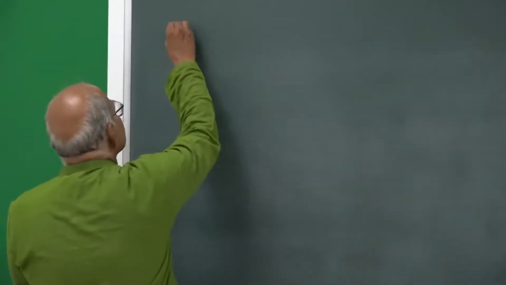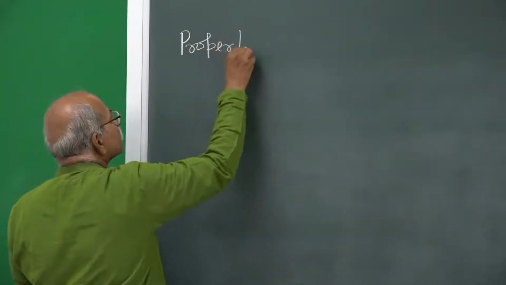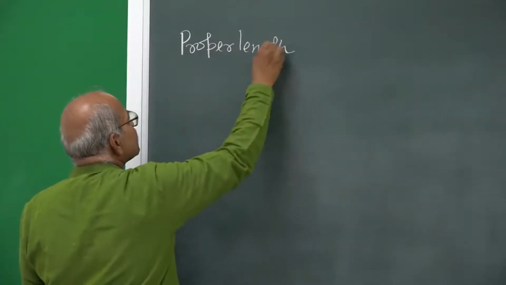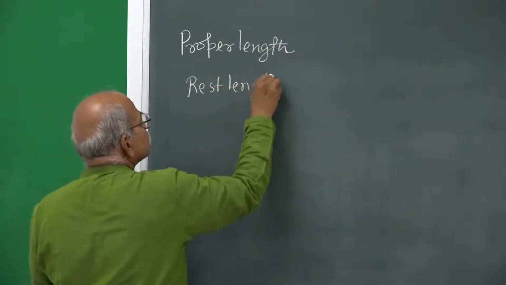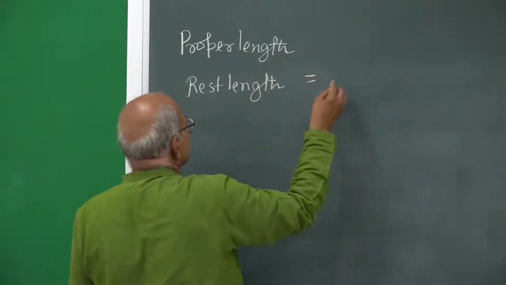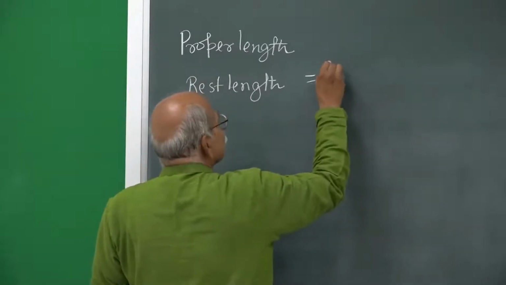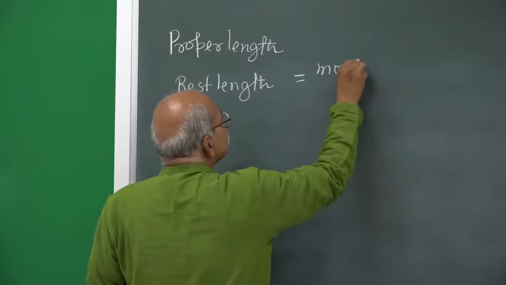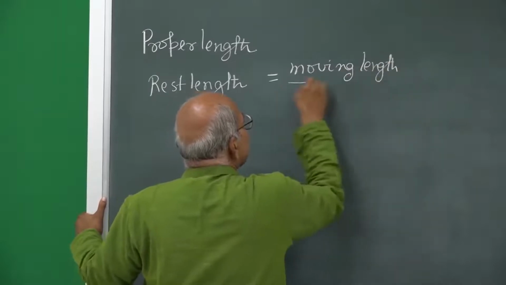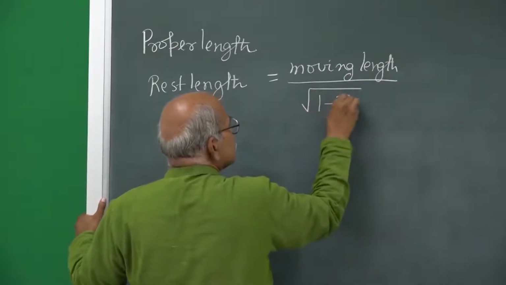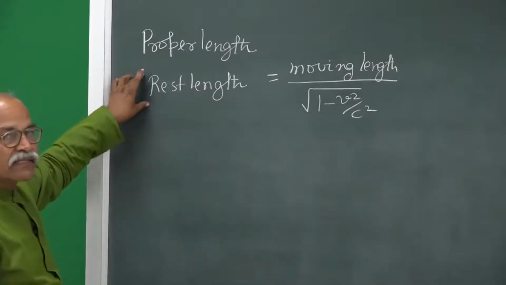We say that proper length or rest length is equal to, this should be largest, and therefore, it should be improper length or moving length divided by square root of 1 minus v square by c square. So, that is about length contraction.